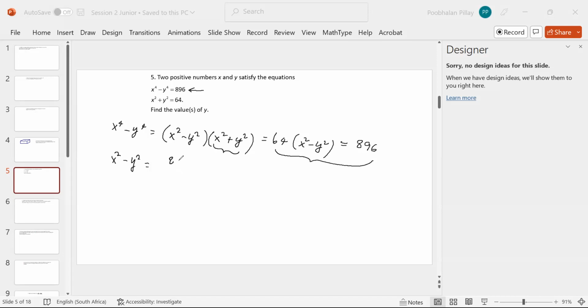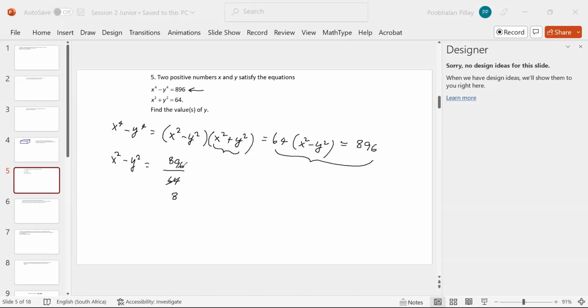It is 896 divided by 64. When you multiply these two, you get 896. So therefore, this will be 896 divided by 64. And when you divide it, you can write it like this. And now you can cancel. You're not allowed to use calculators.